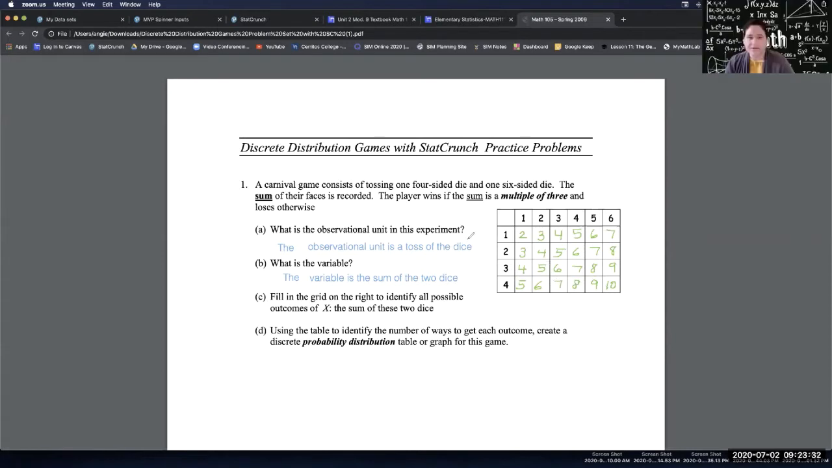Does everybody see what I got here? Does everybody agree with what I have here? When I roll a 6 and a 3, I get a 9. A 6 and a 4, I get a 10. Anybody have any questions on these?